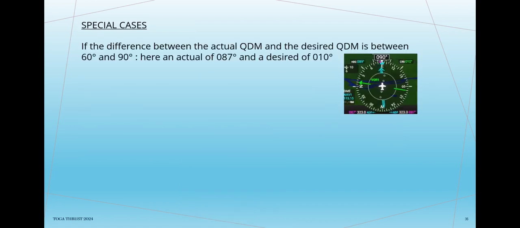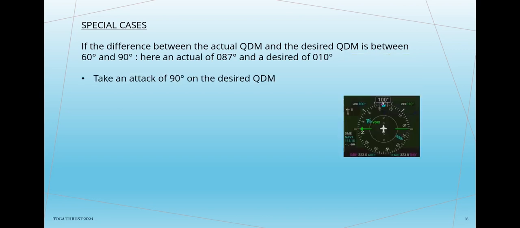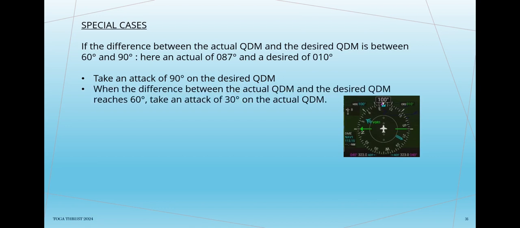If the difference between the actual QDM and the desired QDM is between 60 degrees and 90 degrees, here an actual of 087 degrees and a desired of 010 degrees, take an attack of 90 degrees on the desired QDM. When the difference between the actual QDM and the desired QDM reaches 60 degrees, take an attack of 30 degrees on the actual QDM.